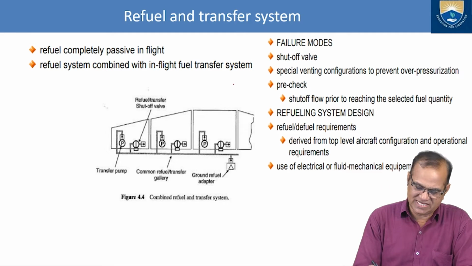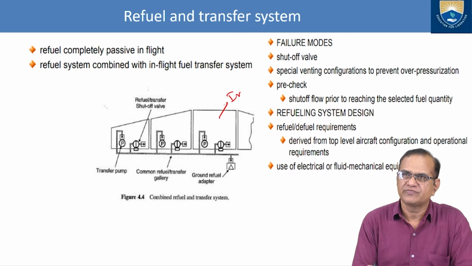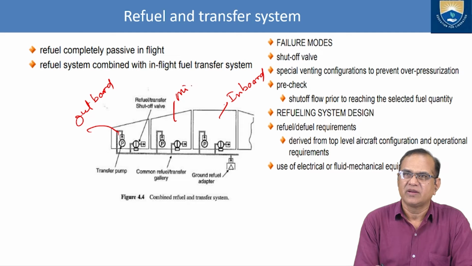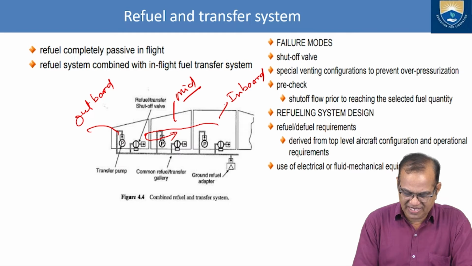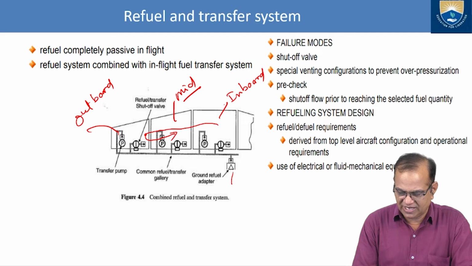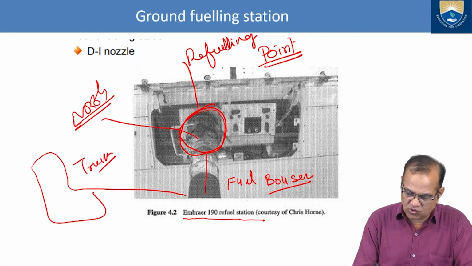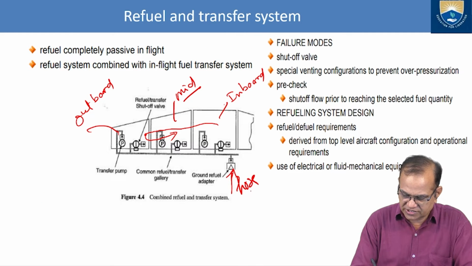Here you can see we have the transfer pumps. This is the inboard, this is the outboard, and this is the mid tank. First this will fill, then this will go to here, and from here it will go to here. Like this, transfer pumps are there. Common refuel transfer gallery, ground refuel adapter. I have shown this in the previous diagram. You can see this hose entering here. This hose is called the fueling hose.